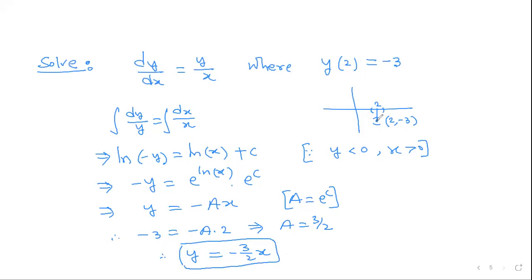This is a line passing through this point. Okay, so this way we can solve it. Something passing through this point, and maybe this way. It is a curved line. Thank you.